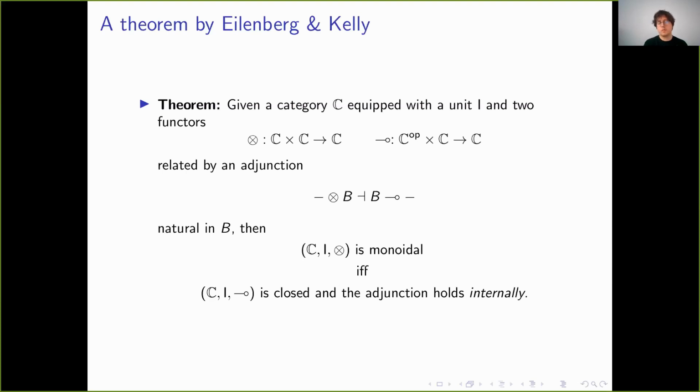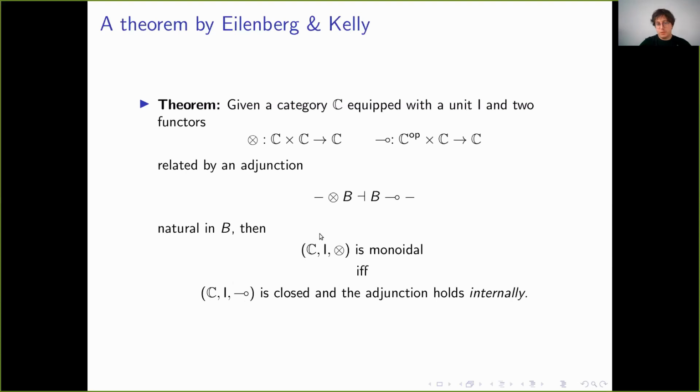So this is the theorem that can be found in the original Eilenberg and Kelly paper, which states that if you have a category with a unit I and two functors, so a tensor and a lolly, now related by this adjunction, natural in B, then the pair I, tensor is a monoidal structure on C if and only if I, lolly is a closed structure on C, and moreover, this adjunction here holds internally.